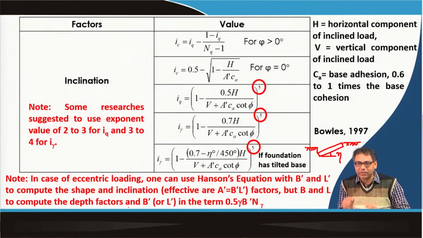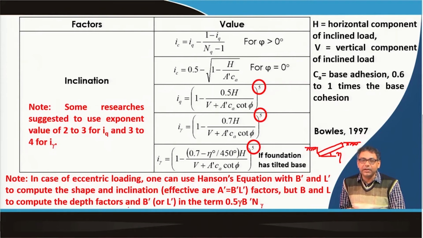Why is that? Why is it B dash or L dash? Because in the Hansen equation there is a provision that you can incorporate the effect of horizontal loading direction also. What does it mean? In the Meyerhof equation only the angle is given. That means this load can act towards the width direction and towards the length direction also.